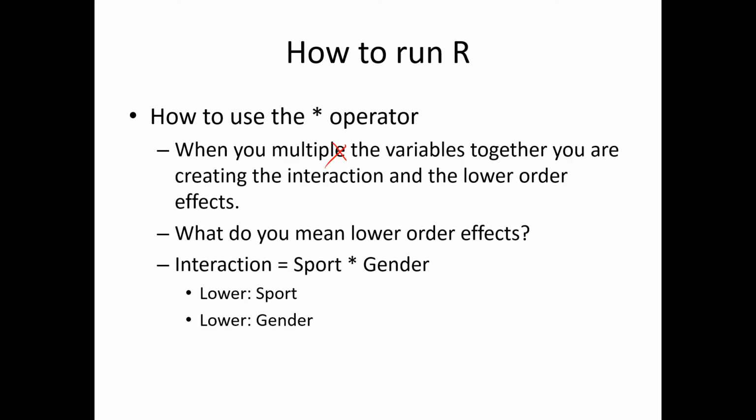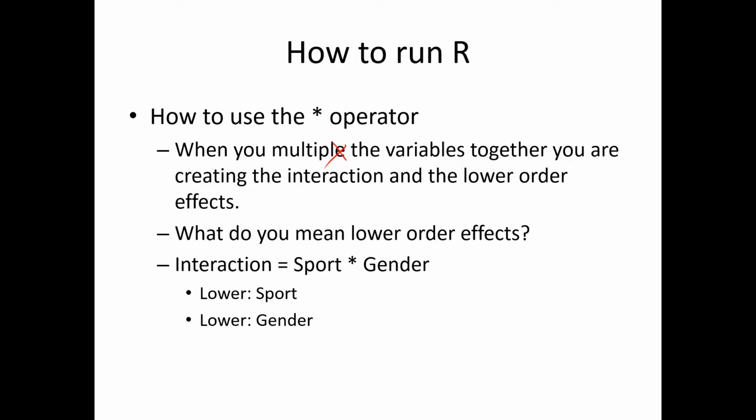Okay. So main effects are just one variable at a time. The higher order effect has two variables at a time. So lower order means there's less variables involved. Higher order means there's more. So if I include this in my R code, it automatically creates these two other ones for me. So that's nice. It's a little simpler.